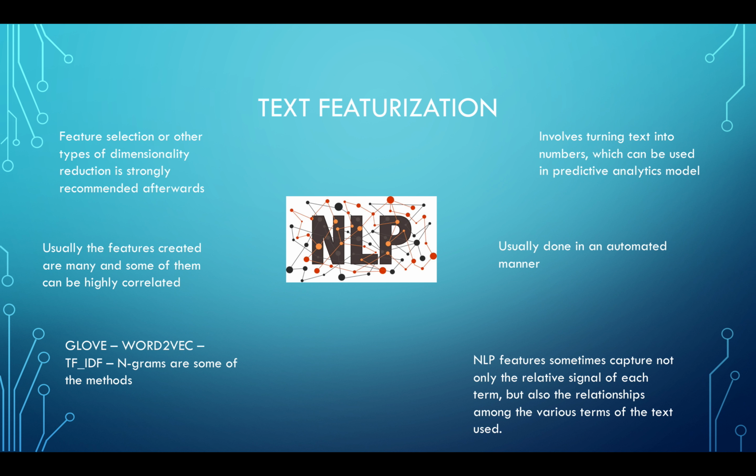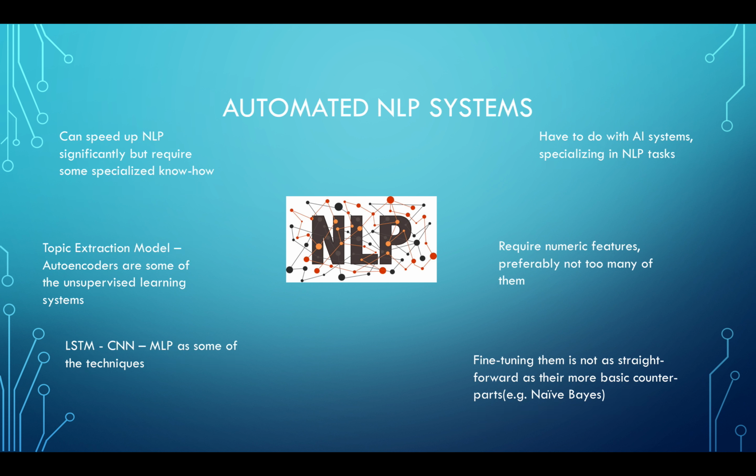Besides, fewer features mean less computational resources and often perform better. Automated NLP systems. NLP processes are time consuming, which is why certain NLP processes have come about that can be automated, and they are becoming increasingly popular. As AI systems evolve, there are many specialized AI systems that concentrate on NLP tasks. They require numeric features, but not too many of them. Fine-tuning these methods is not as straightforward as in their basic counterparts such as naive Bayes.